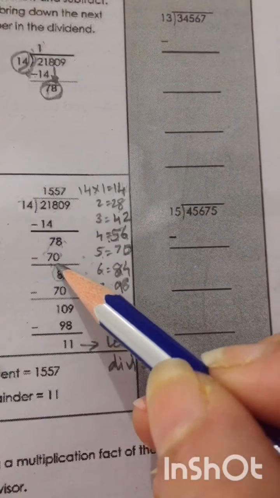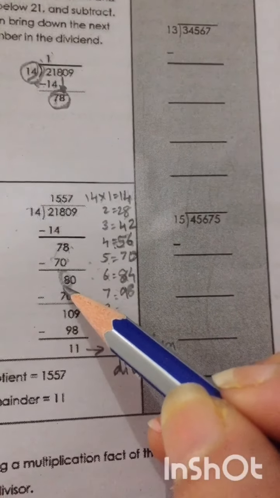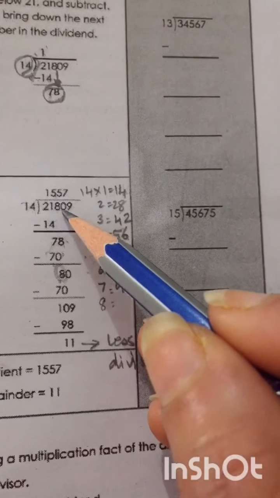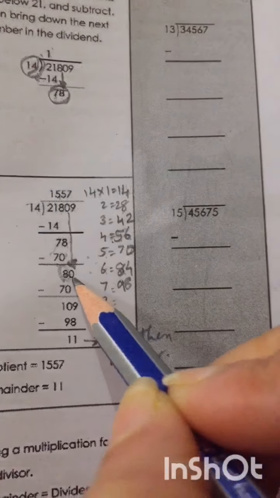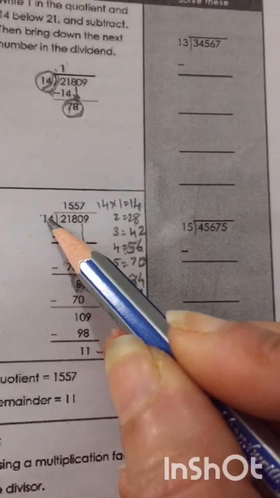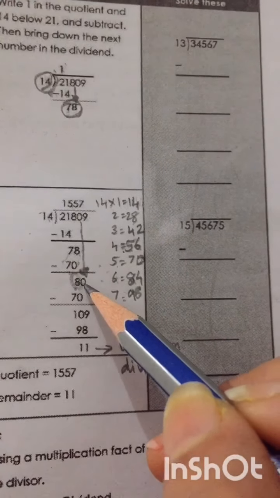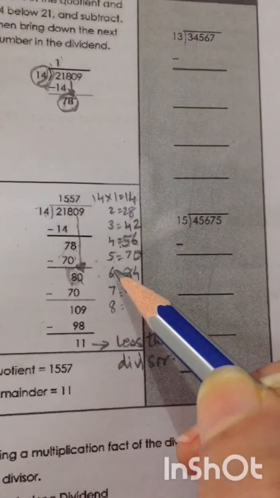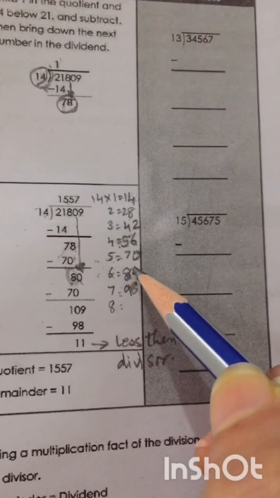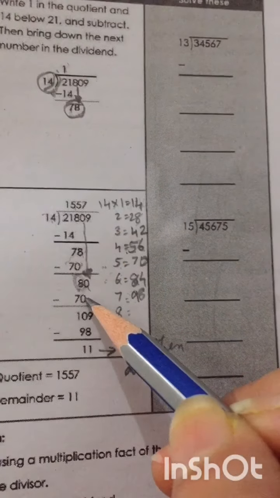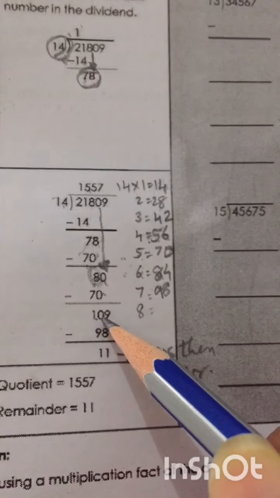Now 8, if I take only 8, I can't divide because this is smaller. So we take this 0 here. So now it becomes 80. So 80 is bigger than 14. Yes. So now again we can see in the table where 80 comes. Now 80 comes again in between 5 and 6. So again I'll write 5s are 70. So when I subtract this 70 from this 80, the remainder is 10 here.